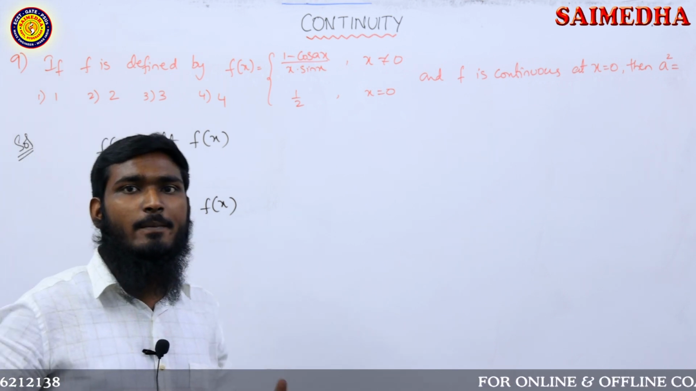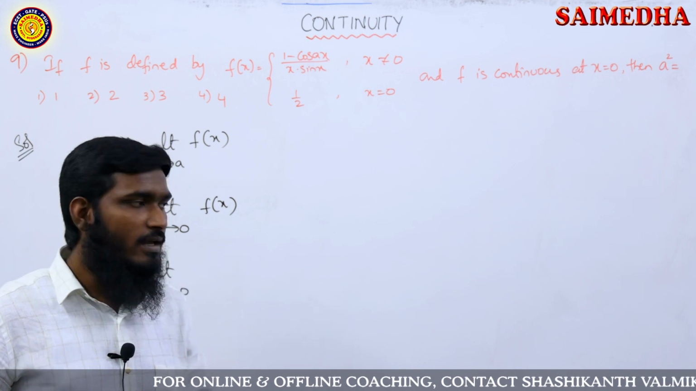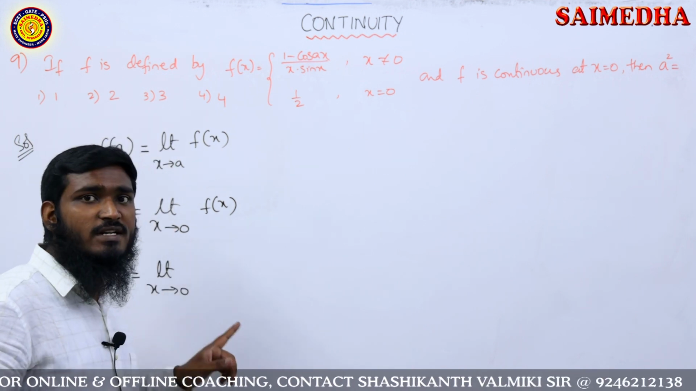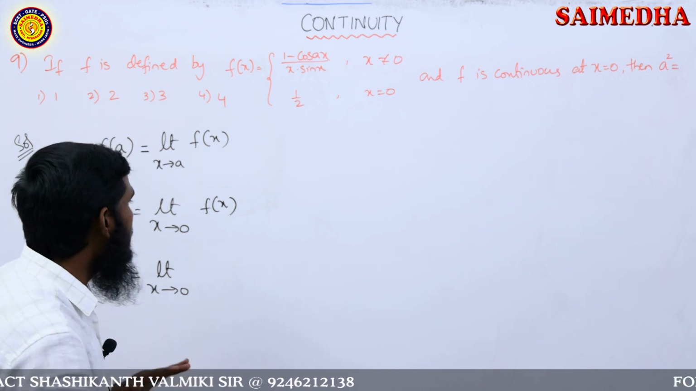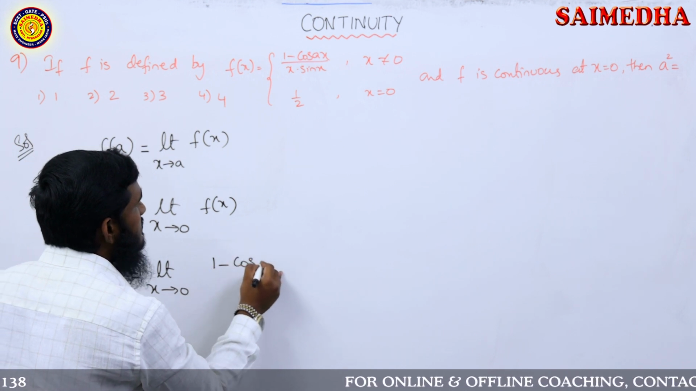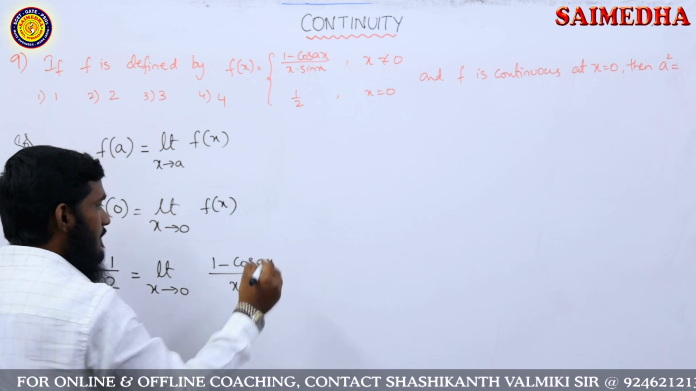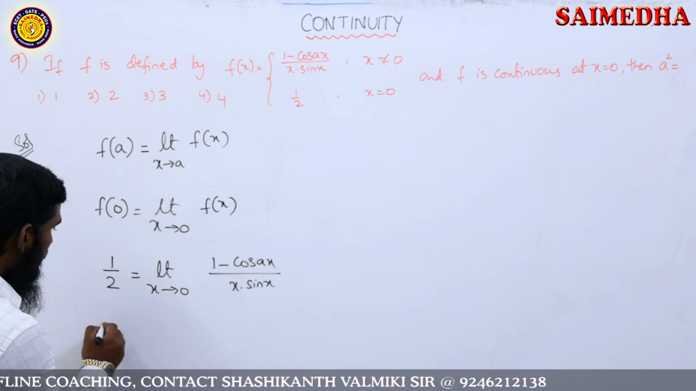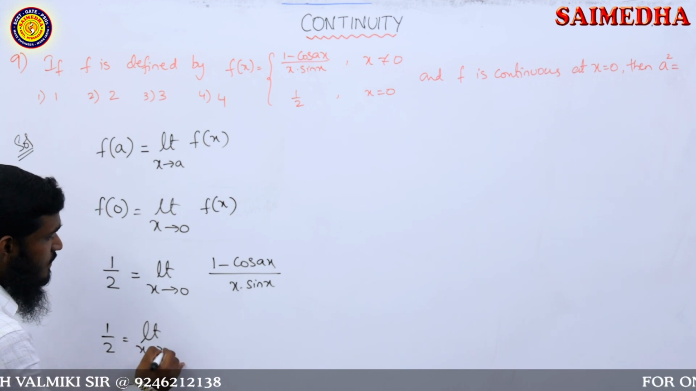Whenever we are applying the limit, x is not equal to 0. Limit x tends to 0 means it can be somewhat less than 0, or somewhat more than 0. So for this f of x, we take (1 minus cos ax) divided by (x into sin x). Understood? Now 1 by 2 equals limit x tends to 0 of this, as it is.